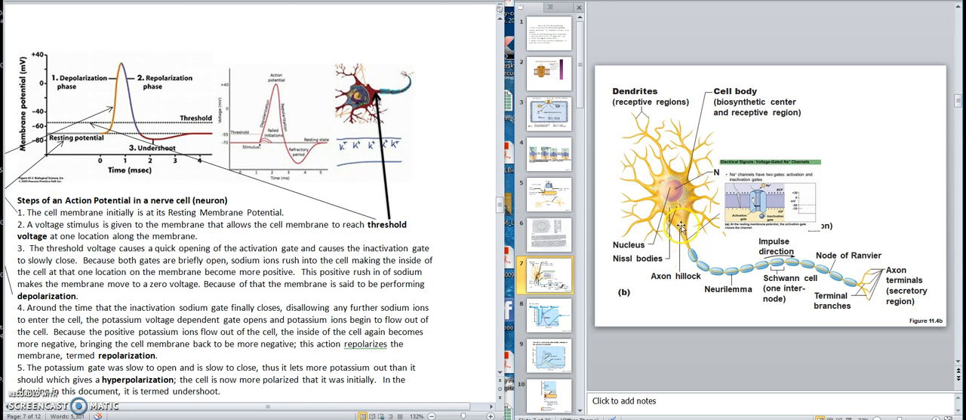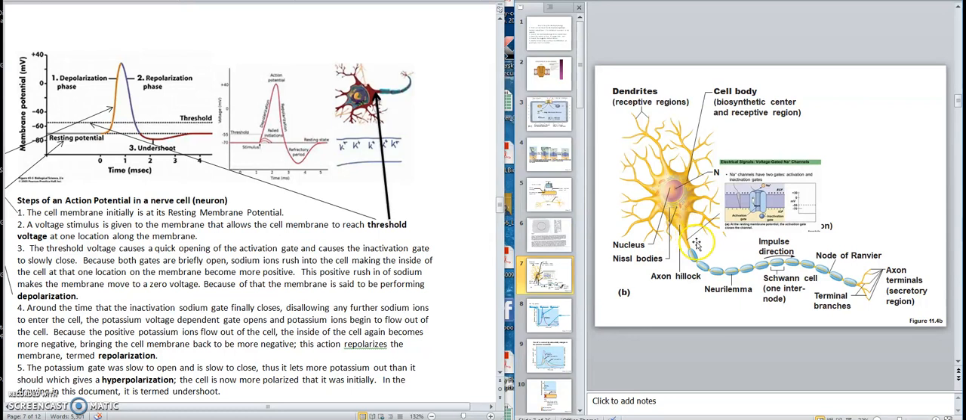I'm doing it with the axon because axons generate action potentials. These other areas do not. They generate a graded potential, which we'll talk about a little later in this document. So we're taking a piece of the axon, which is this. That's why I put that right there. So this is happening right there.